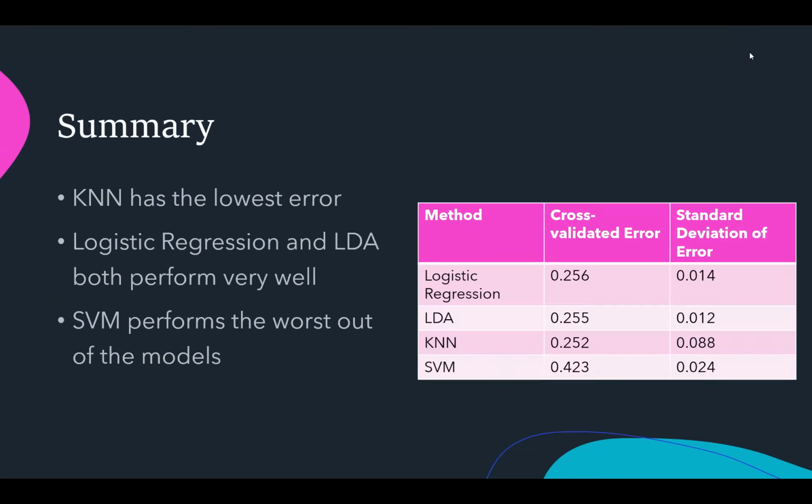So just to summarize here, we have KNN with the lowest error, marginally; it's not much smaller than LDA and logistic regression. KNN does have a bigger standard deviation, so logistic regression, LDA, and KNN all perform pretty similarly. And the support vector machine performs the worst out of the models that I applied.